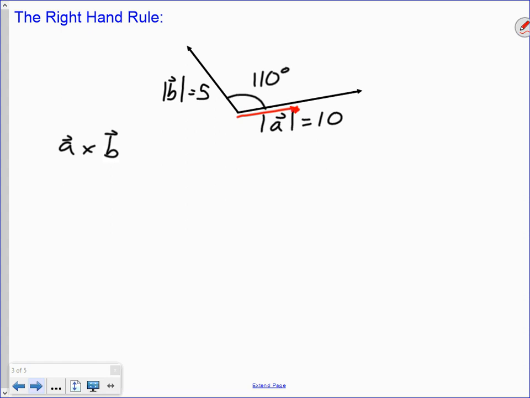Now what you want to do is curl your fingers so they point towards vector B. So I'm curling them, they go up and around like that. I curl my fingers along this line. My thumb is now pointing in the direction that the cross product will go. So my thumb is pointing directly out of the board or out of the page here. So my direction for A cross B is perpendicular out of the board.